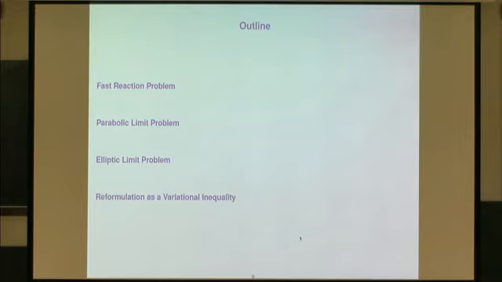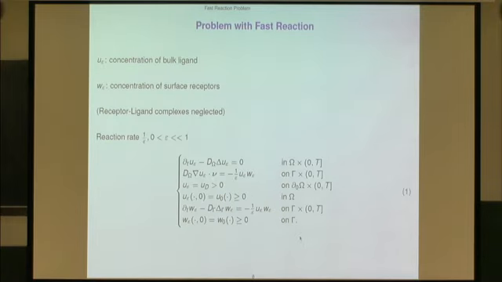And then finally we'll show that the elliptic limiting problem can be reformulated as a variational inequality where time enters as a parameter. So for the fast reaction problem, I'm going to make my life even simpler, and completely neglect these receptor-ligand complexes. If I switch notation, just so that we don't have a proliferation of subscripts, and I denote by U the concentration of the bulk ligand, and W the concentration of surface receptors, then my model is very similar to the one we just heard in the previous talk. A ligand diffuses in the bulk, it finds a receptor on the surface, they react, and they effectively annihilate each other. We completely neglect the receptor-ligand complexes.